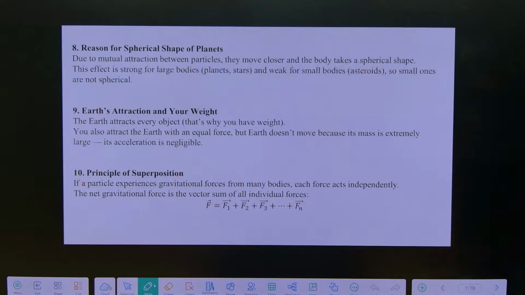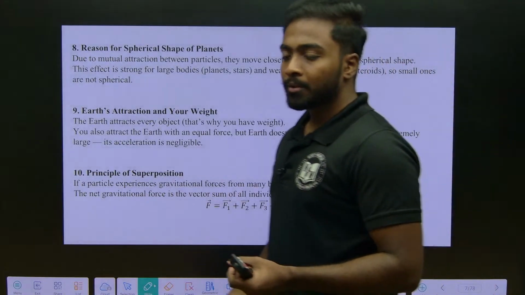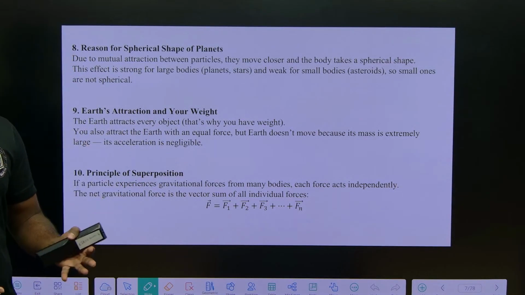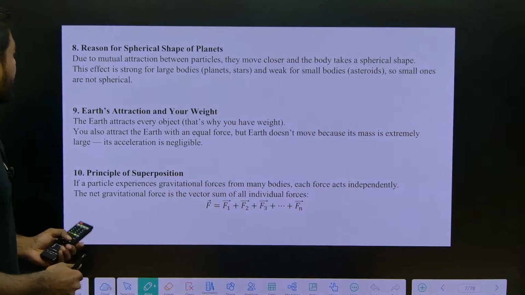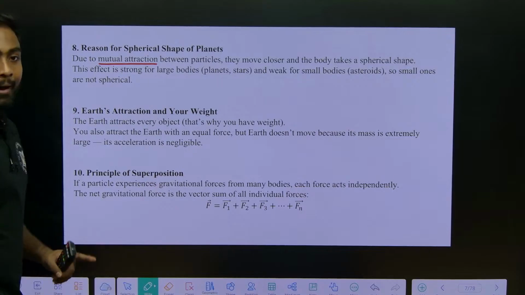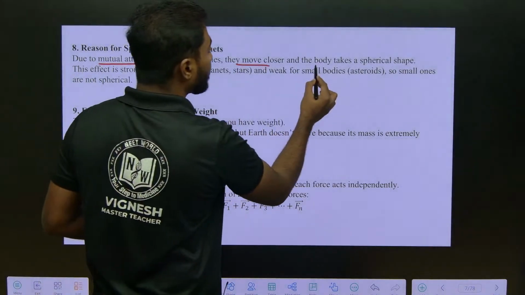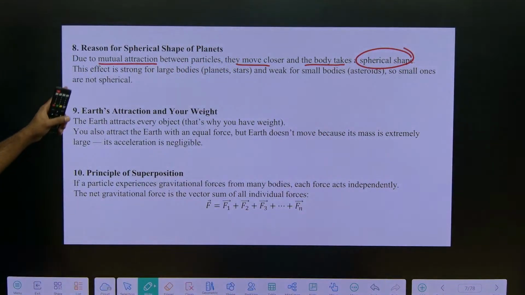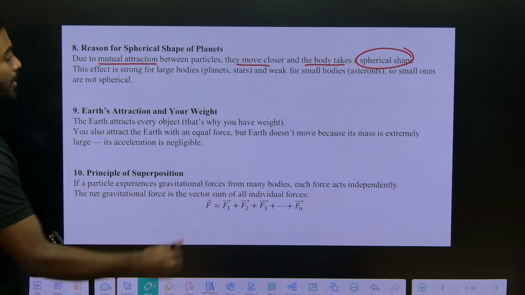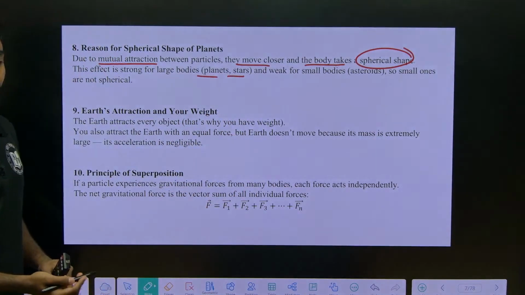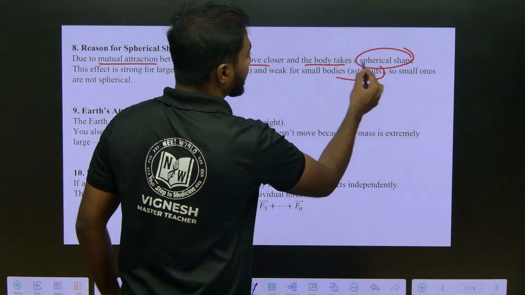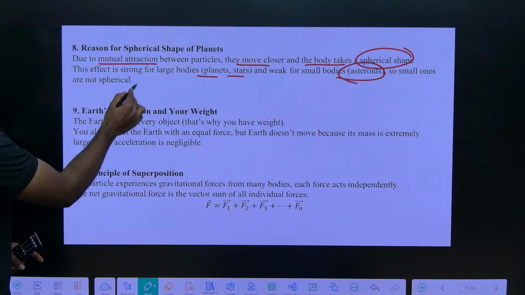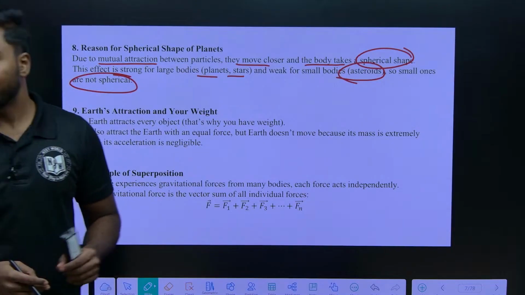Okay. So, the next one is the reason for the spherical shape of a planet. What is the reason behind the spherical shape of the earth or other planets? Due to mutual attraction between the particles, they move closer and the body takes a spherical shape. This effect is strong for larger bodies like planets and stars, and weak for smaller bodies like asteroids. So, that is why asteroids are irregular in shape. Large ones are spherical, small ones are not.